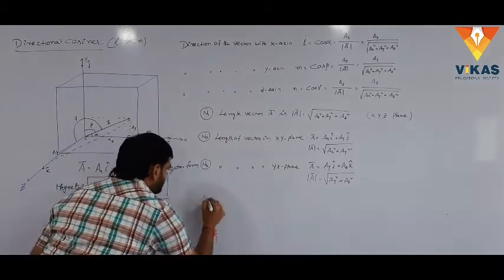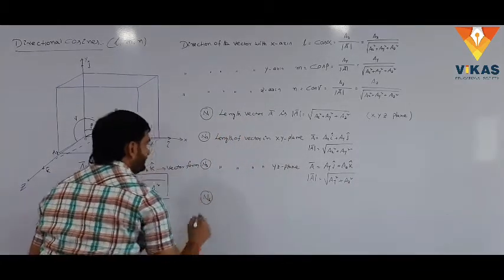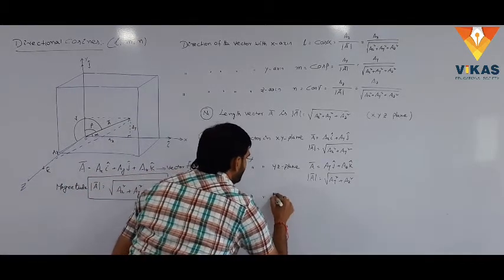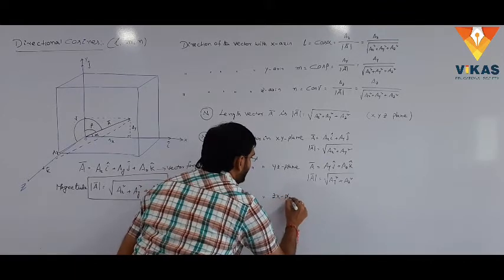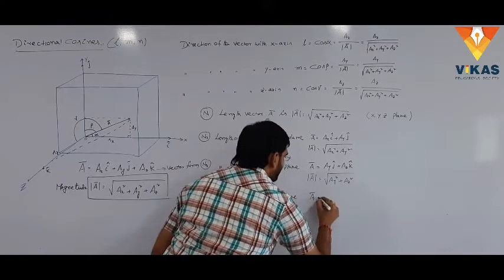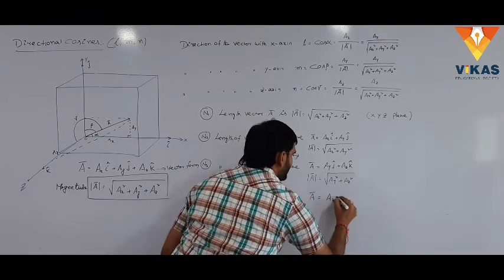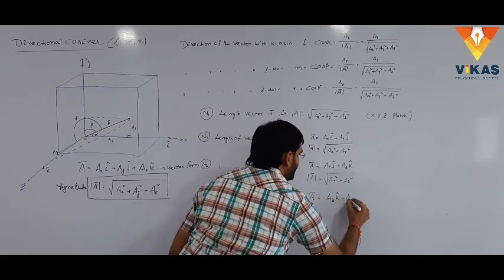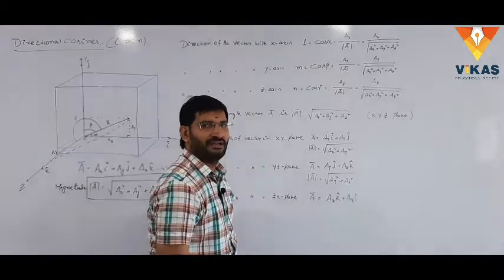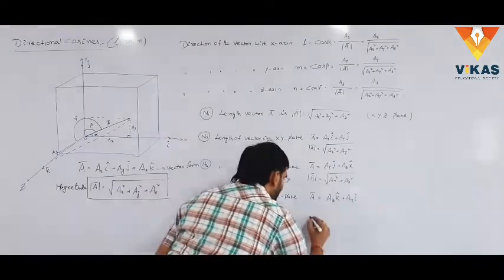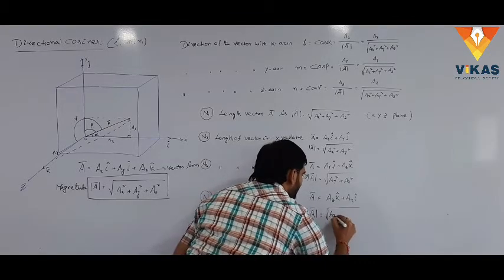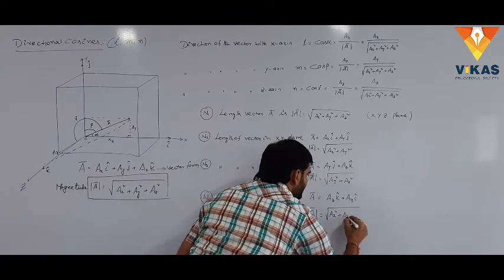Similarly, note 4, the length of the vector in the zx plane. Here a bar is equal to az into k cap plus ax into i cap. This is the vector notation. We want to calculate the magnitude of this vector. Magnitude is nothing but modulus. A bar modulus is equal to square root of ax square plus az square.